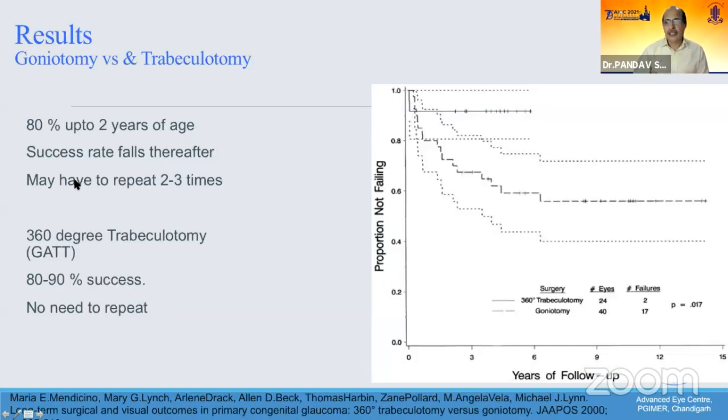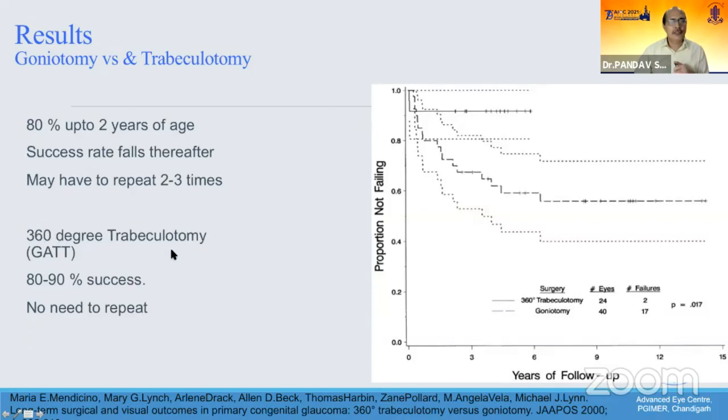So there are very gratifying results with these procedures, because except for the ab externo trabeculotomy, when you're doing a goniotomy or GAT procedure, you're not handling the conjunctiva, so that leaves scope for subsequent surgeries as well. Up to 80% success rate has been reported under 2 years of age, but after that age, the goniotomy and trabeculotomy don't perform that well.